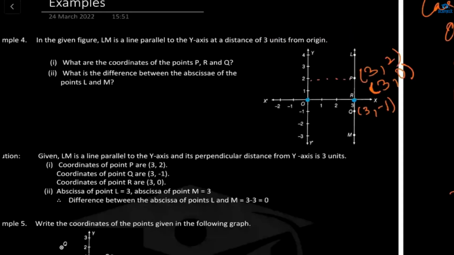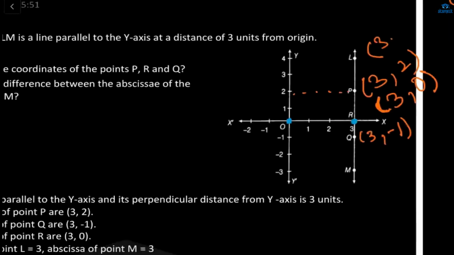What is the difference between the abscissa of the points L and M? First we'll see point L. Adhika, can you tell me the coordinates of point L? L will be 3, right? Yes, x will be 3, and y? Y will be 2. Are you sure y will be 2 for L? L is here. Oh yes, ma'am, sorry. L is here, so it is 4.